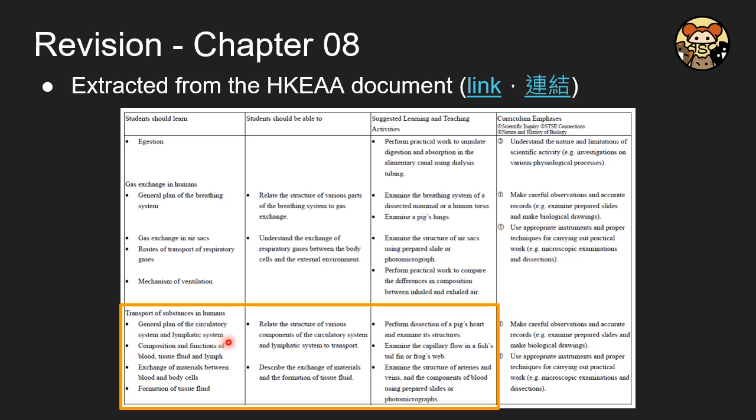So here is an extract from the HKEA document talking about how you should generally understand the plan of the circulatory system and also the lymphatic system and also the composition of the blood, tissue fluid and also the lymph. So we have a general comparison about them and also how the tissue fluid can be formed because of the blood pressure difference and also the hydrostatic pressure forcing the tissue fluid back into the blood.